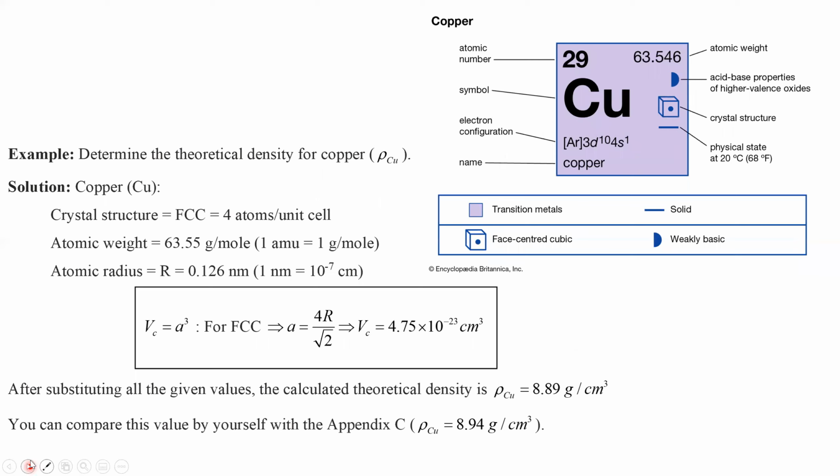Okay, let's see another example for copper. Can you do this by yourself? First, you have to know what the crystal structure for copper is, right? Once you know that, you will know how many atoms per unit cell. Then plug in all these that are given, and especially go and prove by yourself the relationship between the lattice parameter and the radius of the atom, and then plug in all the numbers.